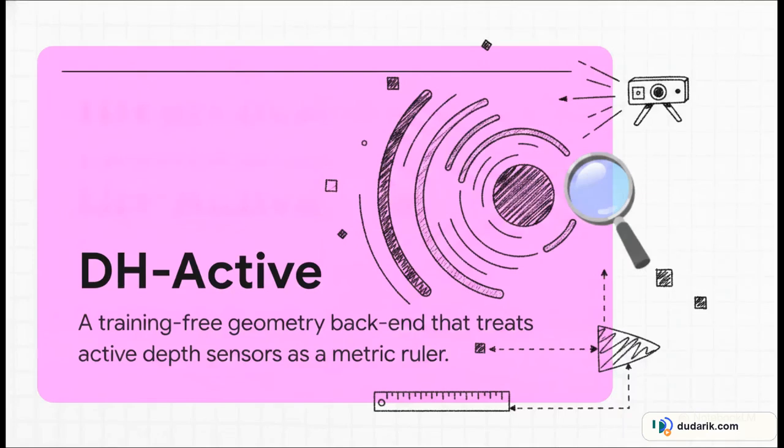So what's the fix? Well, here is the ingenious solution. Meet DH-Active. This is a training-free geometry backend that perfectly threads the needle between those two extremes we were just talking about. Instead of trying to train some massive neural network to just guess the missing depth, DH-Active brilliantly flips the script. It treats the active depth sensor not as the sole source of your depth map, but simply as a metric ruler. It uses the near-field points that the LiDAR actually can see to mathematically scale the rest of the world that it can't see.